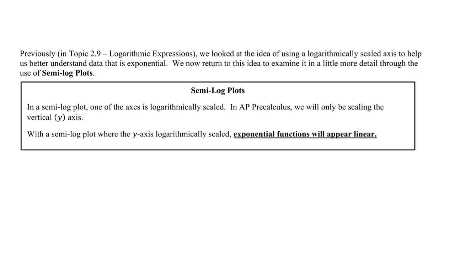So in a semilog plot, one of the axes will be logarithmically scaled. And in AP Pre-Calculus, we're only going to do it to the y-axis. With semilog plots, this is the important stuff, so star this right here. With a semilog plot where the y-axis is logarithmically scaled, exponential functions will appear linear. That's the important part. They like to throw this kind of question on the multiple choice on the AP test. They'll give you a couple of graphs and you have to pick out the right one, okay?